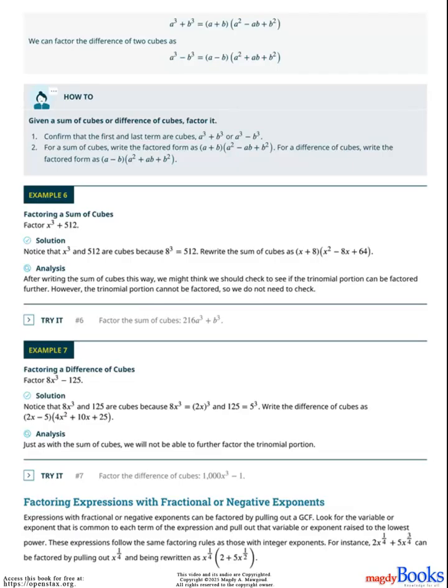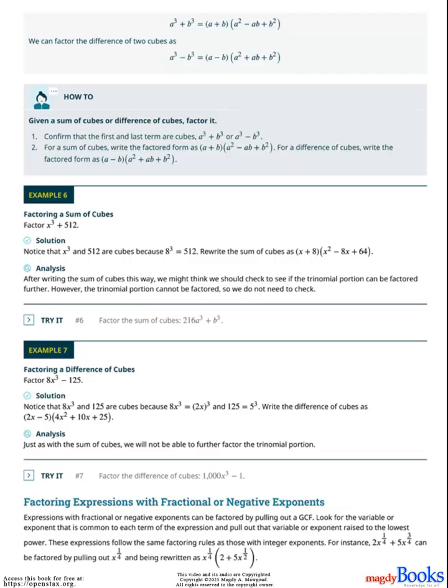How to: given a sum of cubes or difference of cubes, factor it. 1. Confirm that the first and last term are cubes: a cubed plus b cubed, or a cubed minus b cubed.